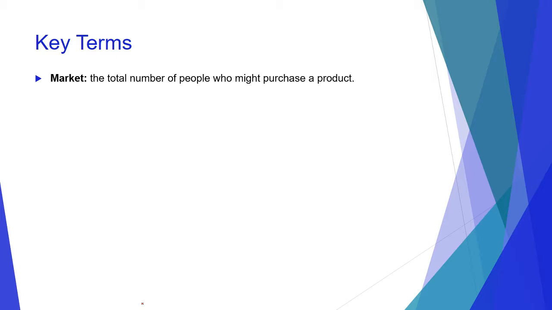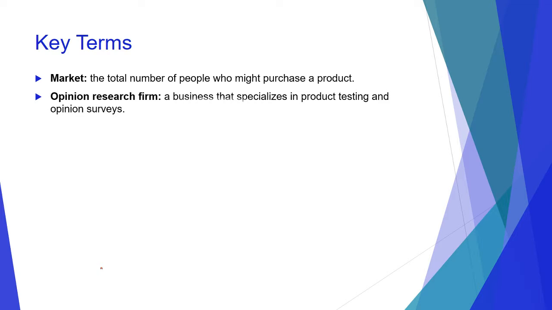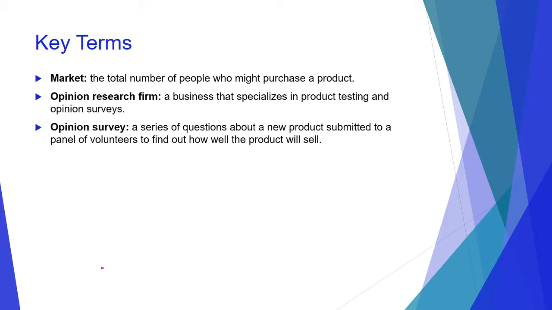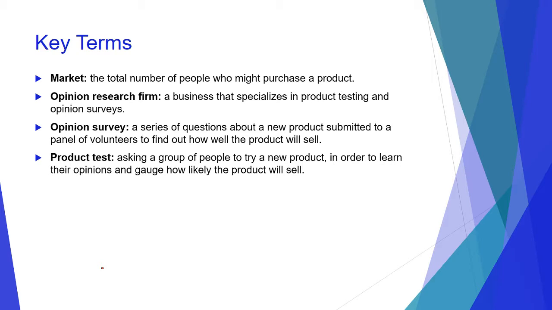Market is the total number of people who might purchase a product. Opinion research firm is a business that specializes in product testing and opinion surveys. Opinion survey is a series of questions about a new product submitted to a panel of volunteers, you for example, when you go to the mall, to find out how well the products will sell.